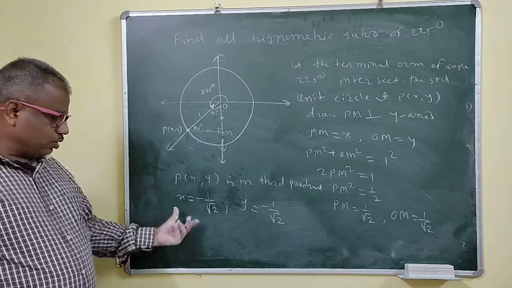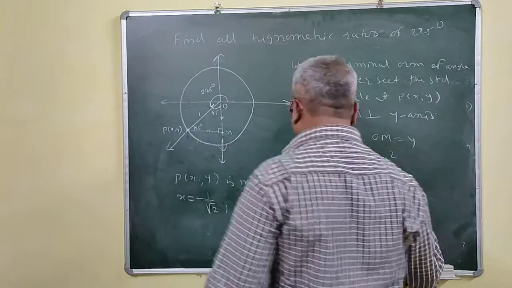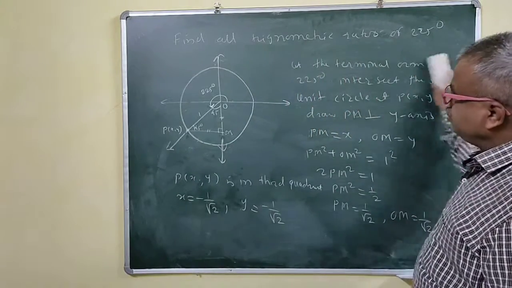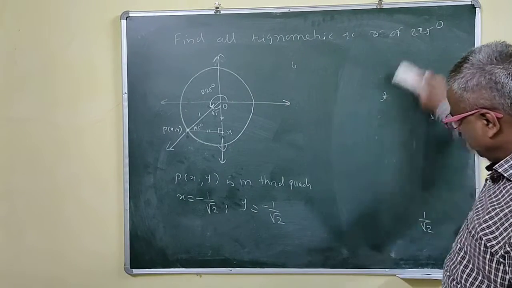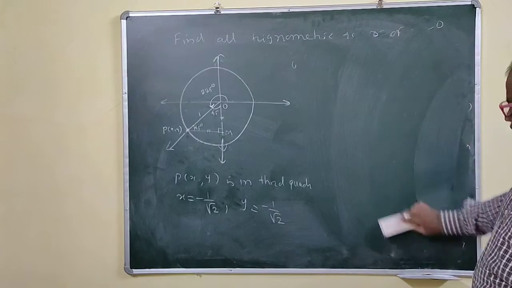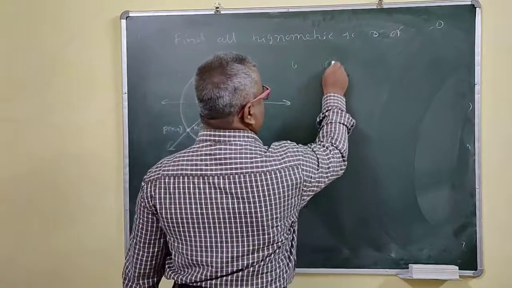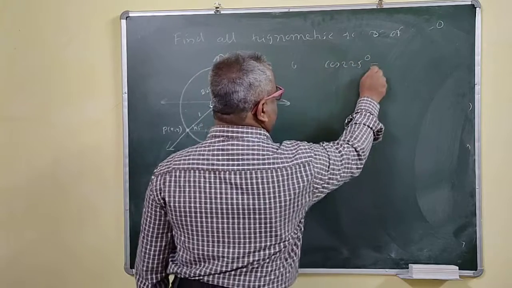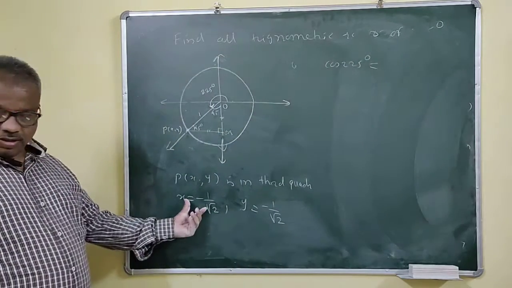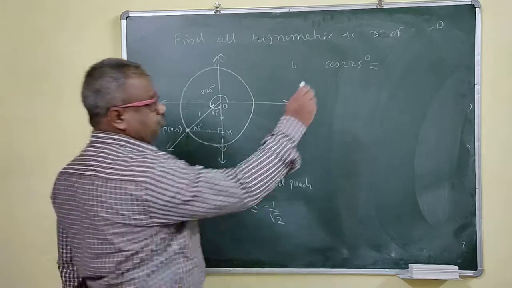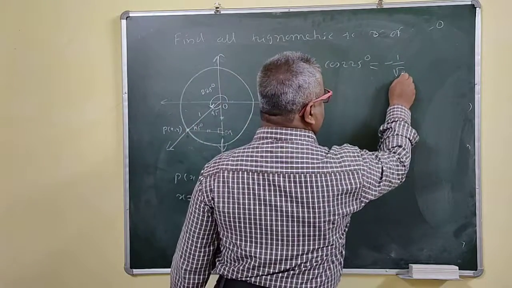Finally you should conclude this. Now, the value of x is nothing but the cosine of the angle. And the value of y is nothing but the sine of the angle. So what we get then? The trigonometric ratio of angle 225 degree now. This is what? Cos 225 degree. Cos 225 degree is what? Minus 1 by root 2.